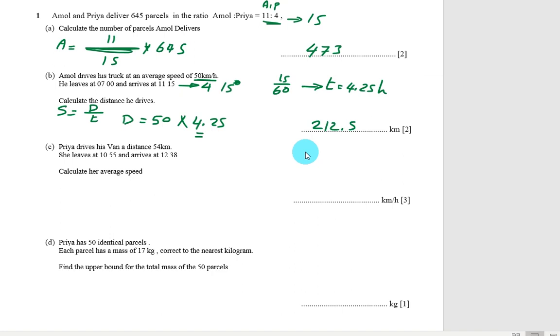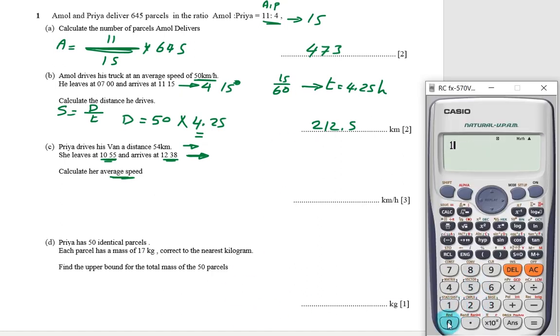Ray drives his van a distance of 54 kilometers. He leaves at 10:55 and arrives at 12:38. So now the given data here is the distance. He needs the average speed. So again, the time, the same step. Let us go to our calculator: 12:38 minus 10 hours 55 minutes.